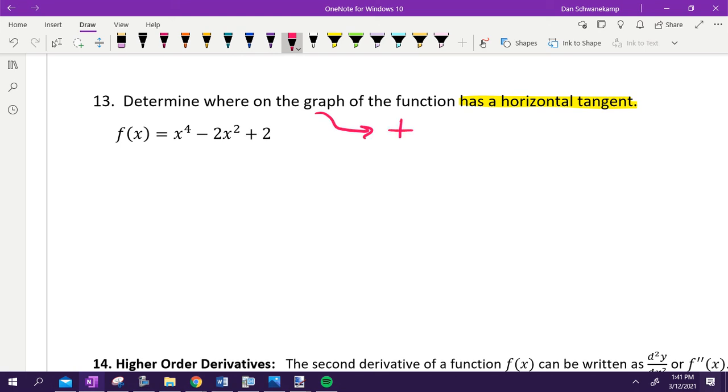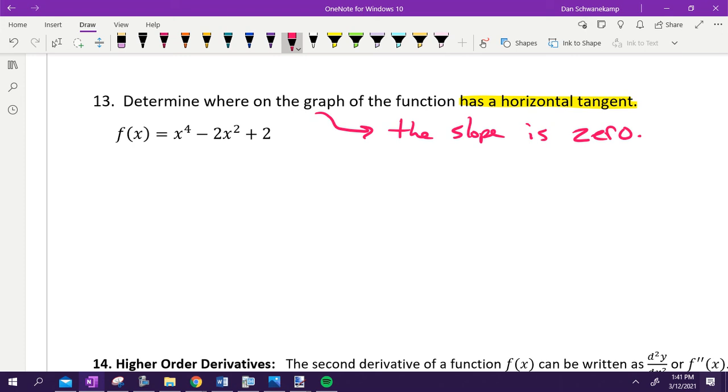So this fancy language here, determine where on the function has a horizontal tangent, just means determine where on the graph the slope is 0. That is what it's describing. That's all it means. Determine where the slope is 0. They gave me a function. What do I want to do with that function to find out about its slope?